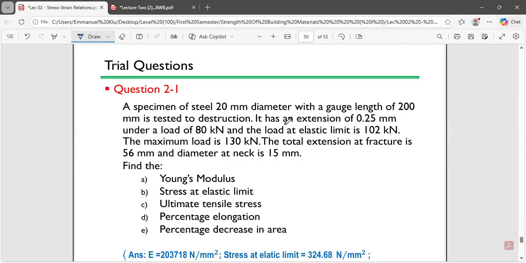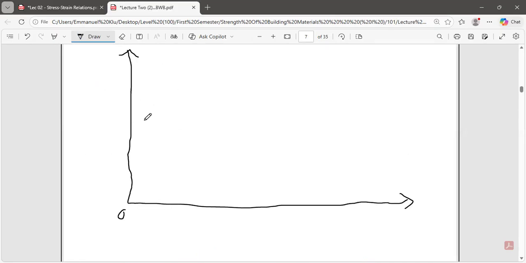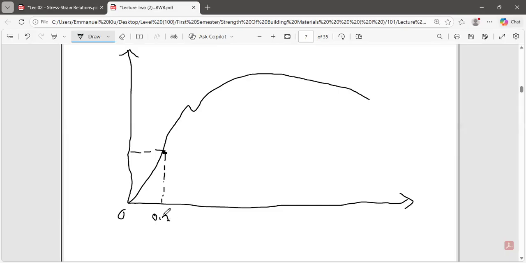It's tested to destruction. It has an extension of 0.25 under a load of 180 kilonewton. First of all, let's even draw the nature of the graph. The nature of the graph, as we all know, always looks something like this, before it finally comes to fracture. So the 0.25 is surely going to be in the straight line. So that is 0.25.